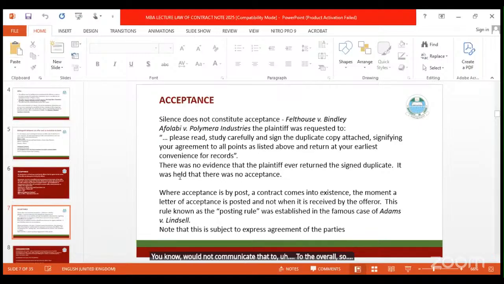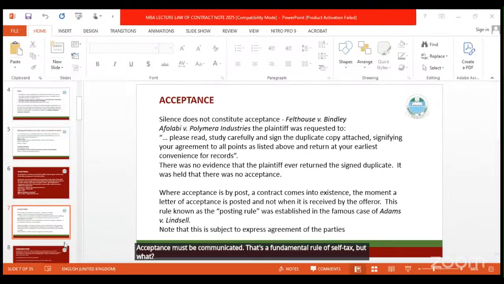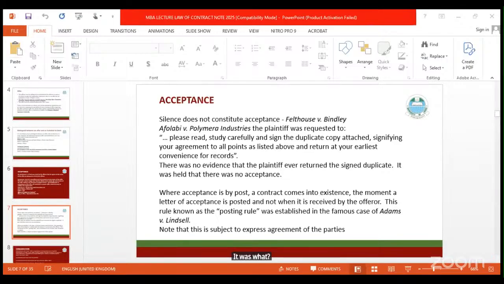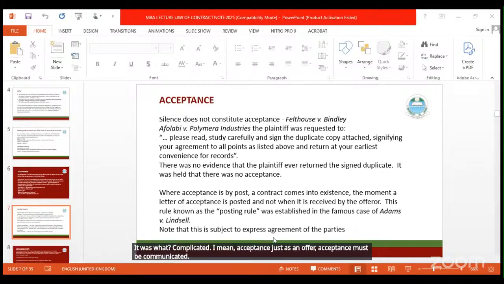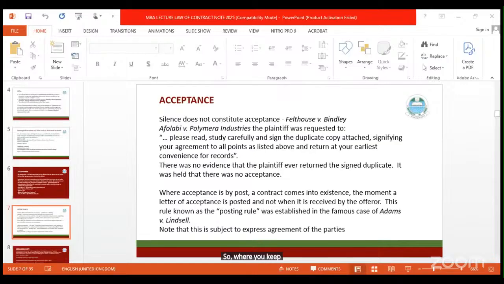So acceptance must be communicated. That's the fundamental rule of acceptance. Just as an offer must be communicated, acceptance must be communicated. So where you keep it between you and you did not communicate.